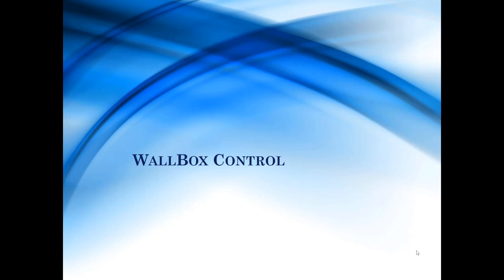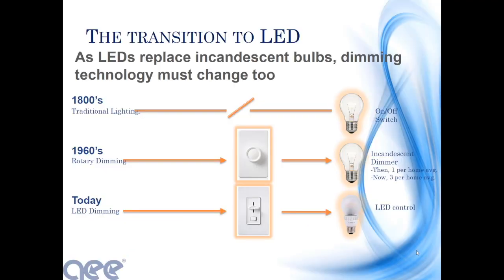Okay, so now we're going to move into the control strategies, and we're going to address the wall box first. So this is going to be your residential applications. This is also going to be your commercial applications where you potentially have a switch or a wall box dimmer on the wall, and you're looking at doing an LED replacement.